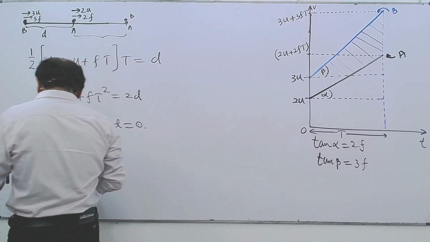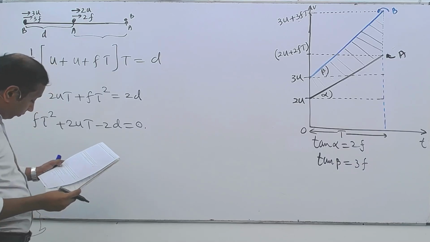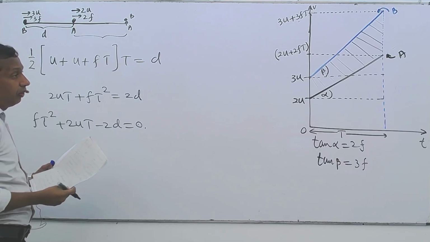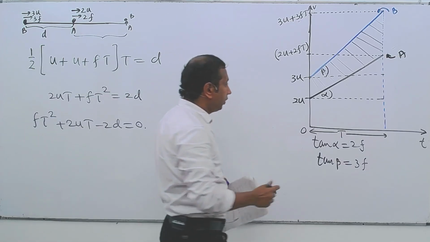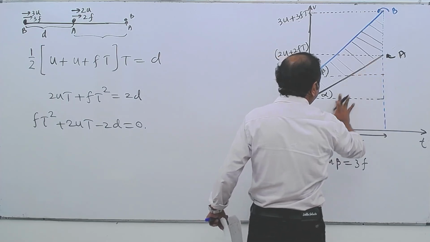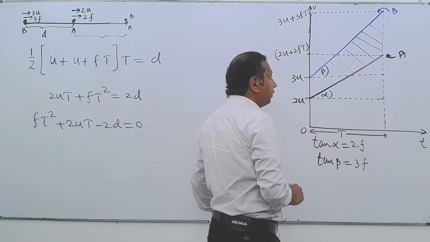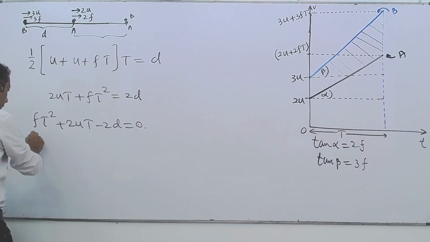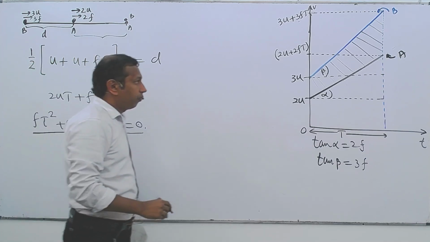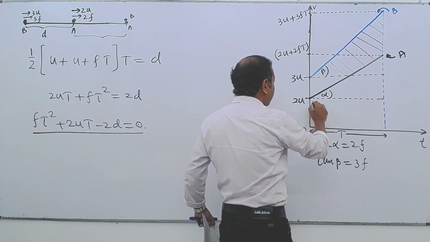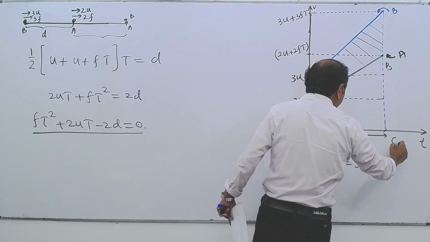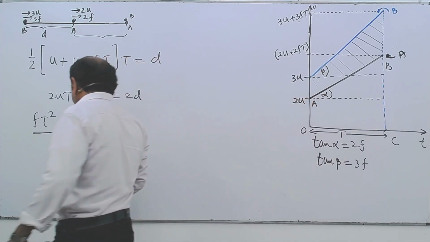Now, the next one asks us to also find at this moment the distance traveled by A. At this moment, the distance traveled by A is given by this area. That is also a trapezium. If I take this OA, BC, only the OA, BC area we need to find.